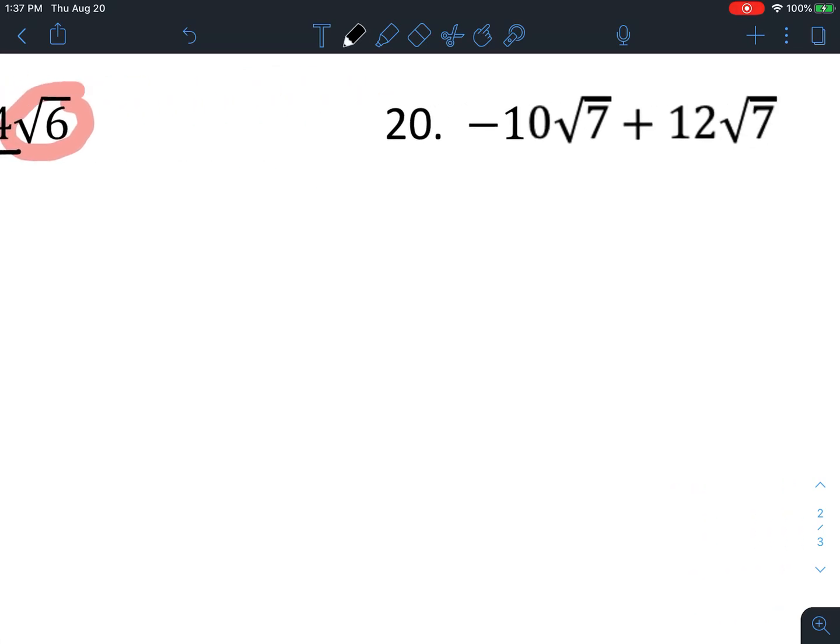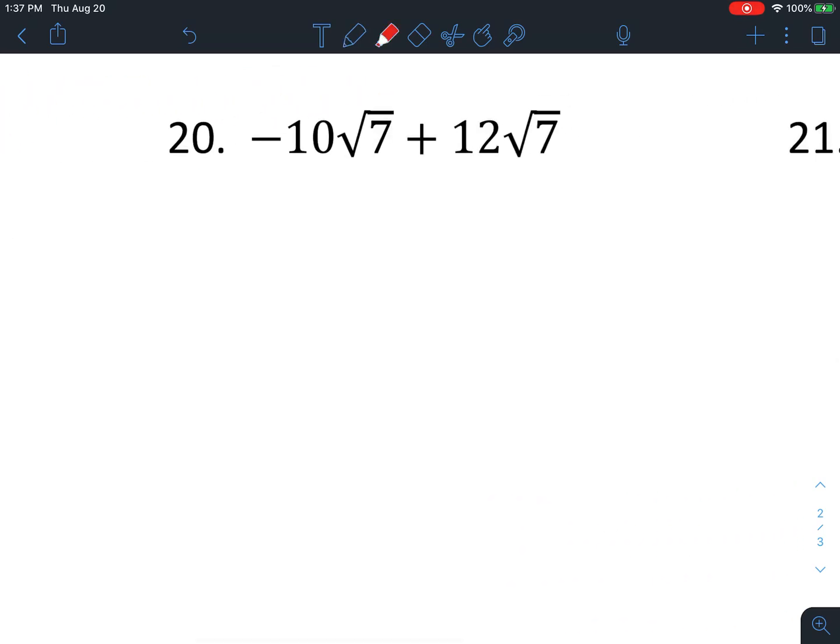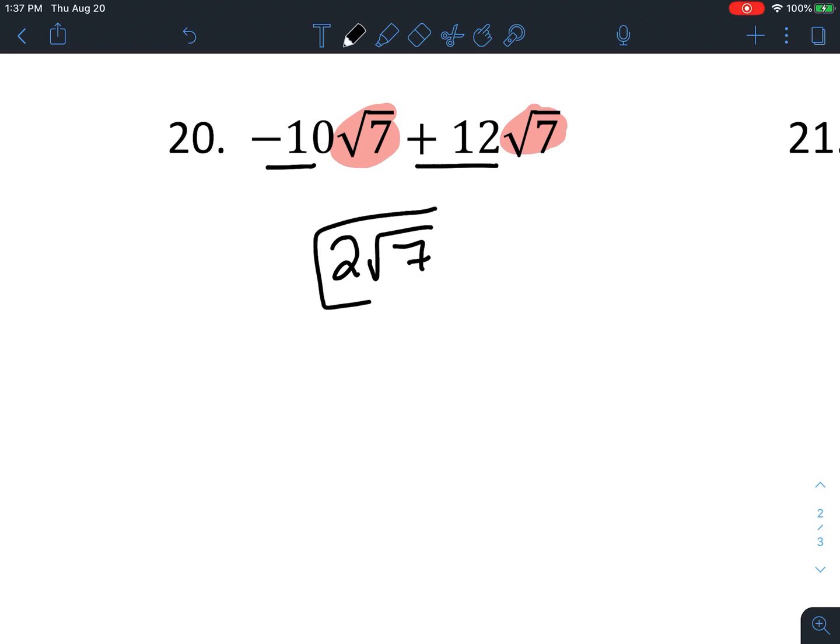All right, let's look at number 20. Again, we're looking to see are our radicals the same. Here, both radicals are 7, so we're just going to do the operation with the numbers on the outside. Negative 10 plus 12 gives us 2, and we're just going to keep our radical 7.